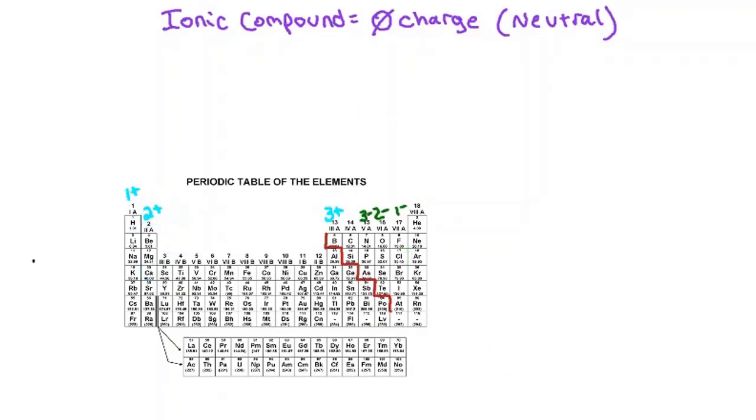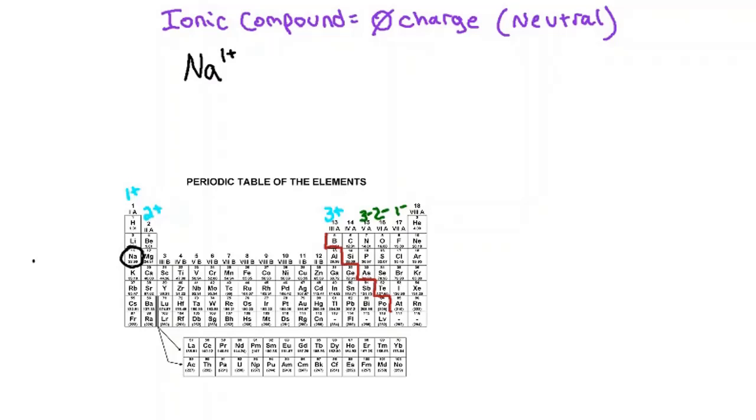So let's try another one of these. So what if we want, and I'm just making this stuff up as we go along, but what if we want sodium nitride? So we have sodium over here in column 1A. So sodium, and that would give us a 1 positive charge.